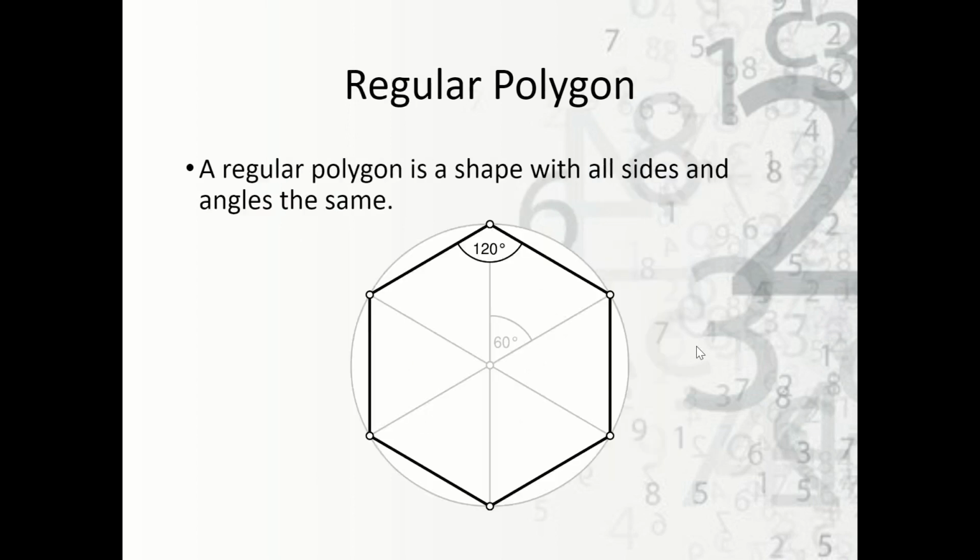Now what is a regular polygon? A regular polygon is a shape with all the sides and angles being exactly the same. So in this case, we have an inscribed regular polygon. So there's 1, 2, 3, 4, 5, 6 sides. And notice all the sides should be exactly the same length. And all of the angles are the same. So this angle is 60 degrees, this angle is 60 degrees, 60, 60, 60, 60. And each one of these angles is 120 degrees. So these are regular polygons.